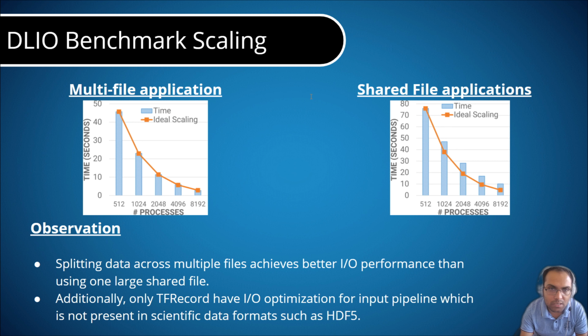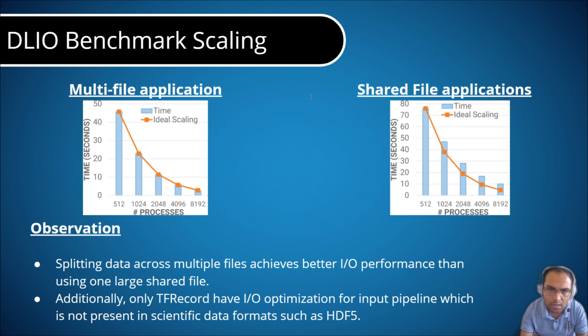Finally, as most applications today use small datasets, we generated big datasets with the same pattern utilizing the DLIO benchmark's data generation module. Then we ran strong scaling tests for these applications. The complete set of results is in the paper. However, I would like to highlight two of them.